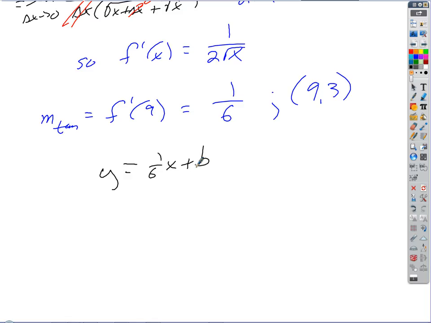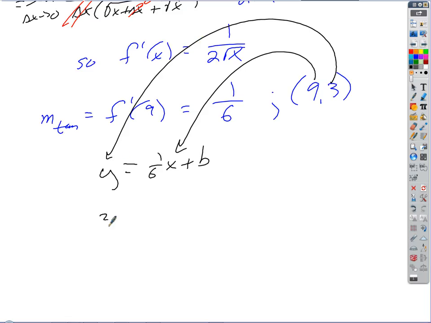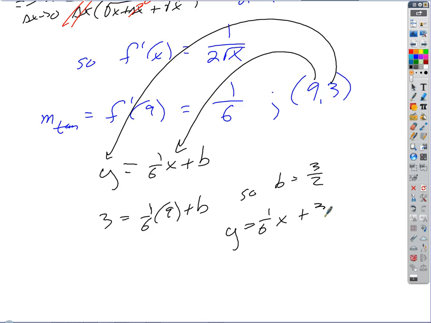How do I solve for b? Just plug in a solution, x and y. So 9 goes in for x, 3 goes in for y. We get 3 equals 1/6 times 9 plus b. So b is going to be 3 minus 3/2. So b equals 3/2, and we get the line y equals 1/6 x plus 3/2.